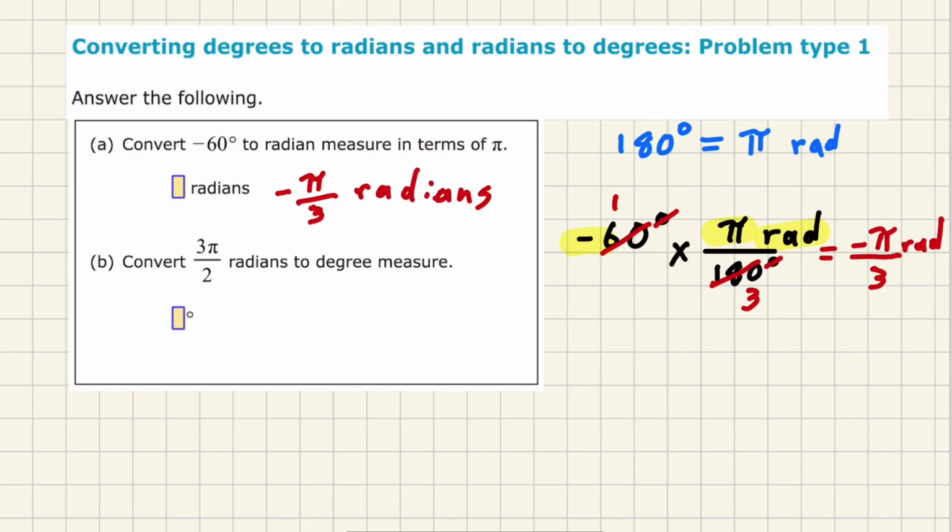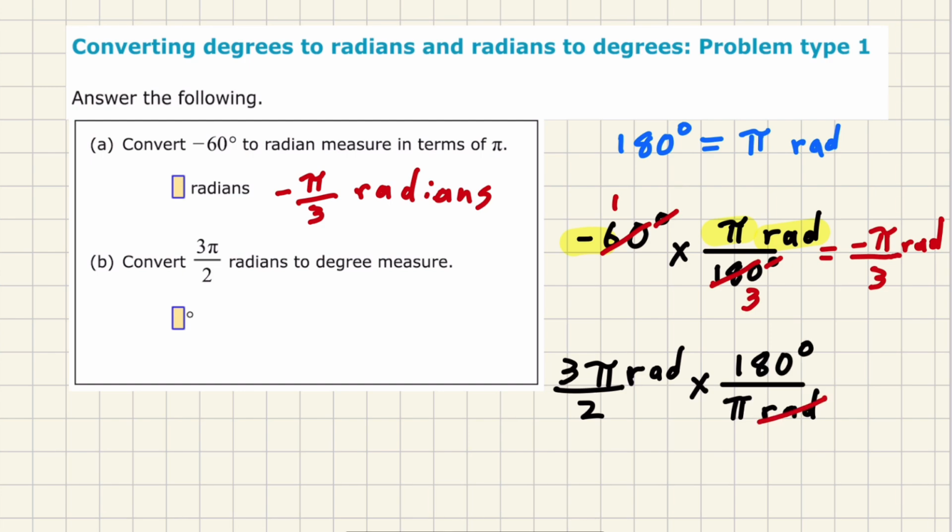And for B, we're going in the opposite direction, starting with 3 pi halves radians. I can set up my conversion factor the other way around. Since I want the radians to cancel, I'll put the pi radians in the denominator and its equivalent 180 degrees in the numerator. This way the radians units cancel, the pi's cancel.